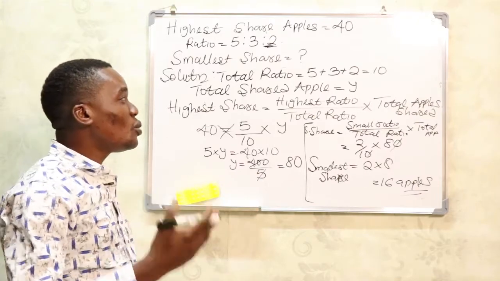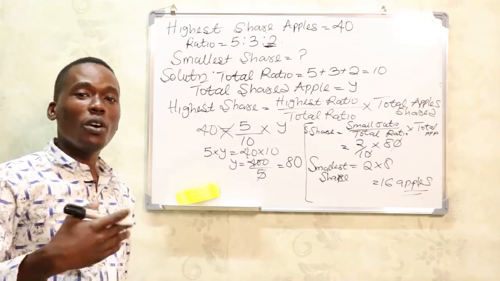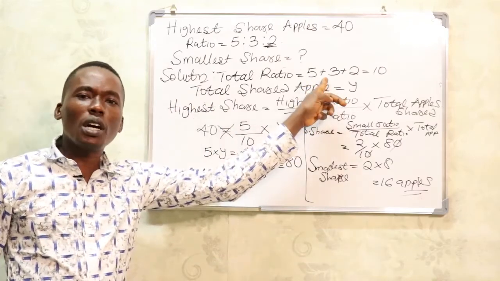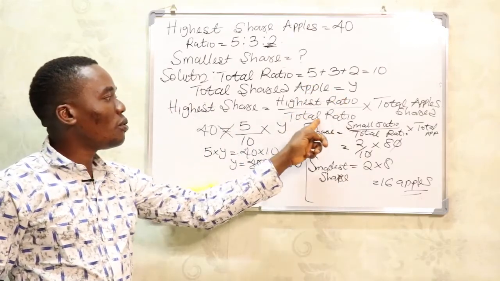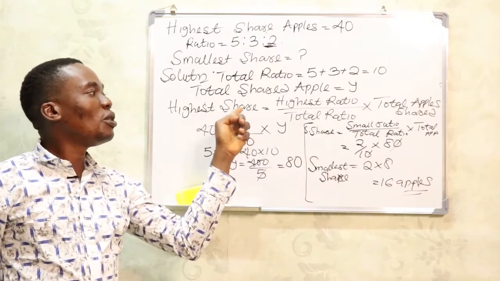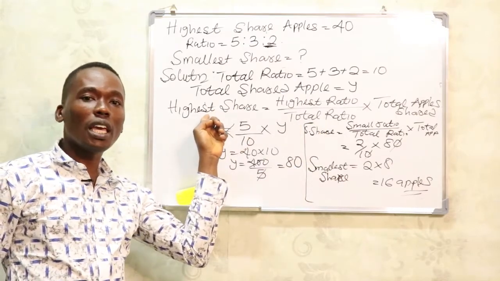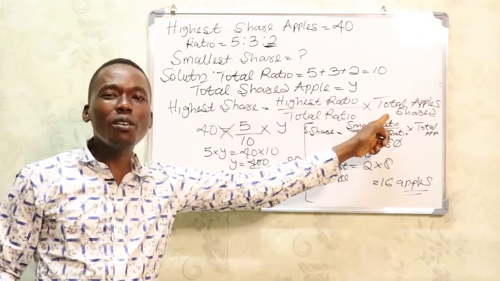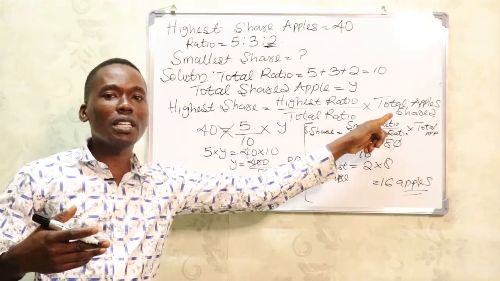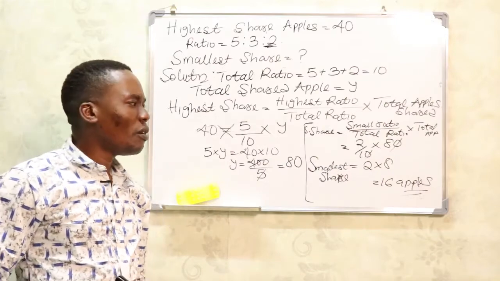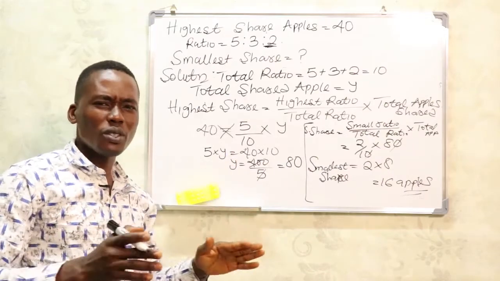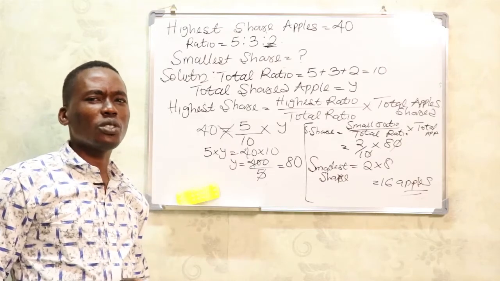So all you need to do whenever you're given any question on ratio is, first of all, find out what the total ratio is. That's the value you fix here. Find out the value you're looking for, which is going to be here, or the ratio of that value, and then you look for the total values you are given for that quantity. By doing this, you should be able to solve questions on ratio without much stress.